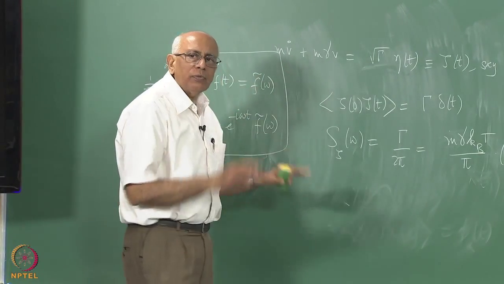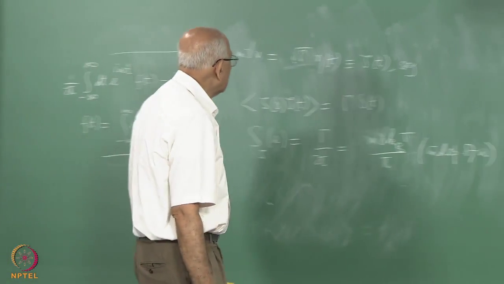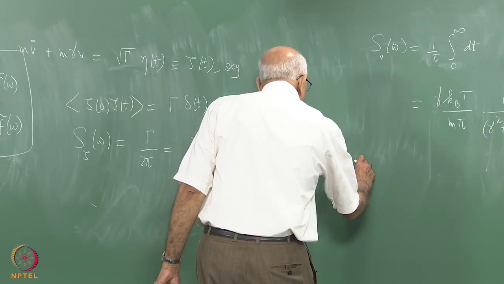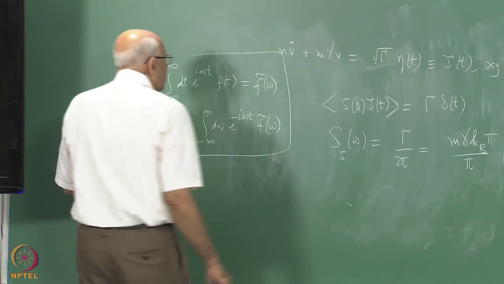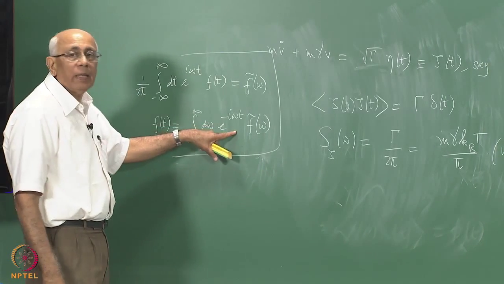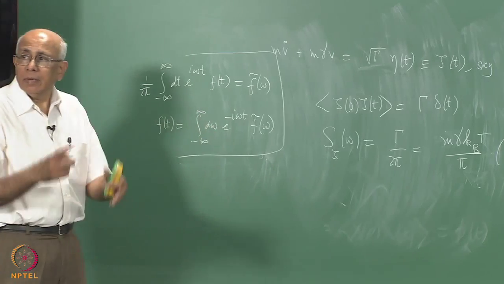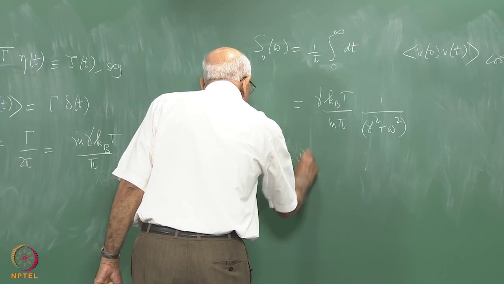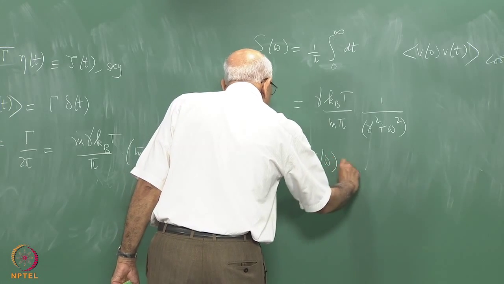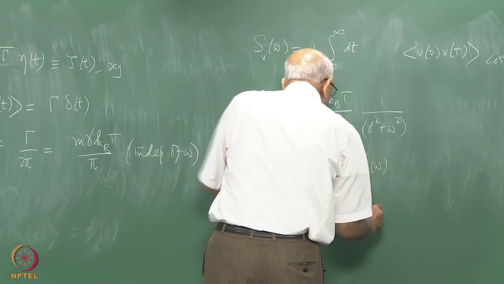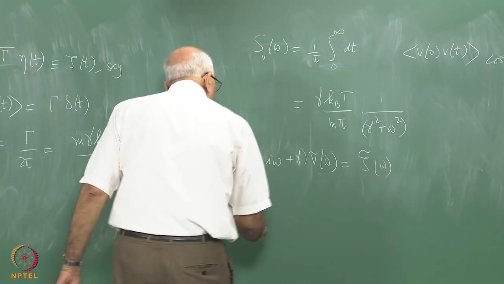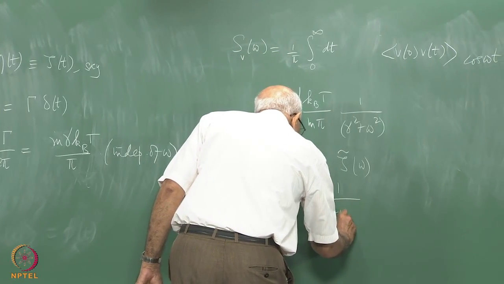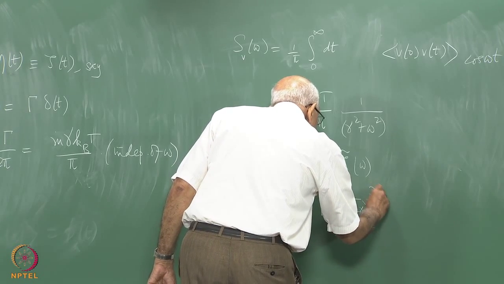Now let's look at this equation and take Fourier transforms on both sides and see what happens. Then m times v dot: if I write v(t) in this form and take v dot, I pull down a minus i omega. So the effect of the Fourier transform is to take the derivative with respect to t and replace it by minus i omega. So m times (minus i omega plus gamma) on v tilde of omega is equal to zeta tilde of omega. Or v tilde of omega equals 1 over m(minus i omega plus gamma) times zeta tilde of omega.